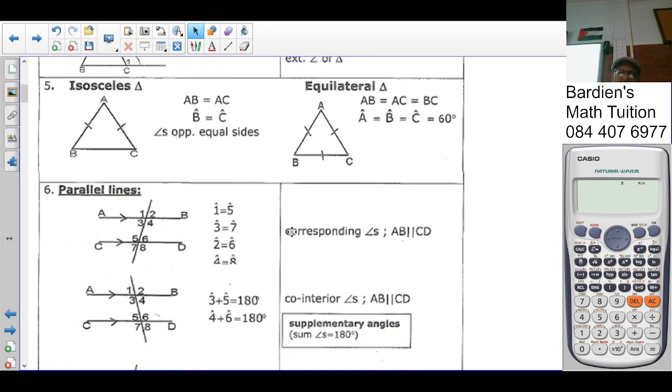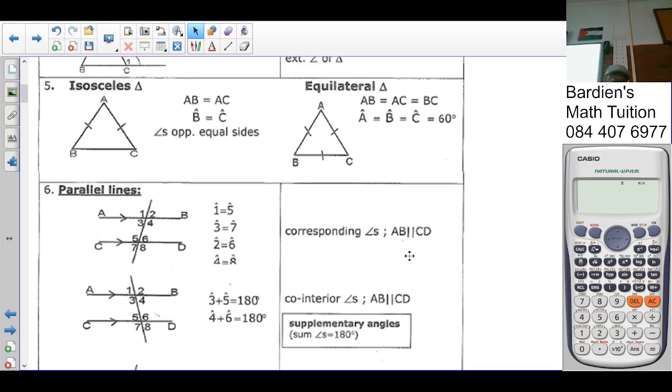Number 5, we speak about isosceles triangles. When we do isosceles triangles, it's one of two: angles opposite equal sides, or sides opposite equal angles. We don't use the word isosceles. Then an equilateral triangle is where all the sides are equal and all the angles are equal. So if you've got three angles that add up to 180, each angle is going to be 60 degrees.